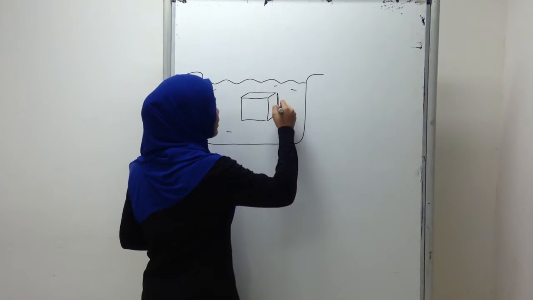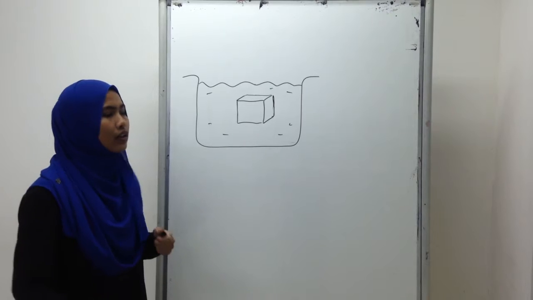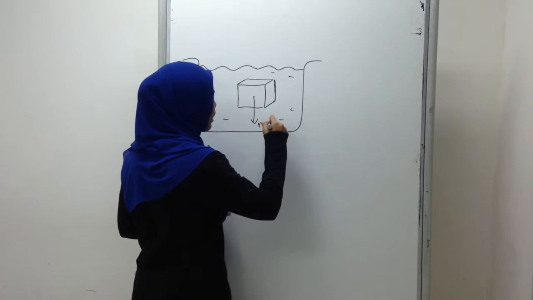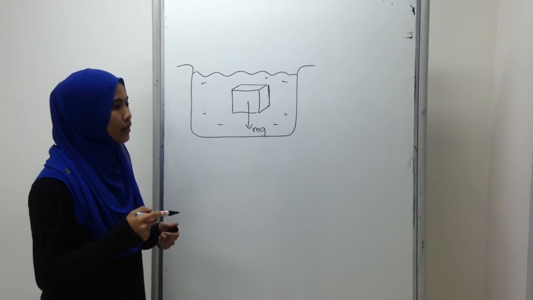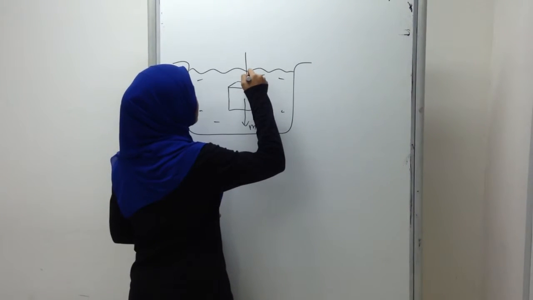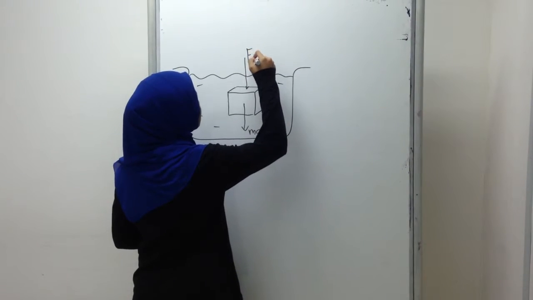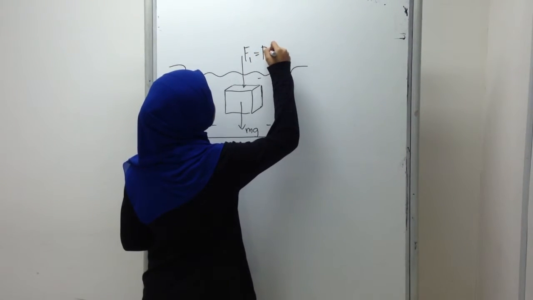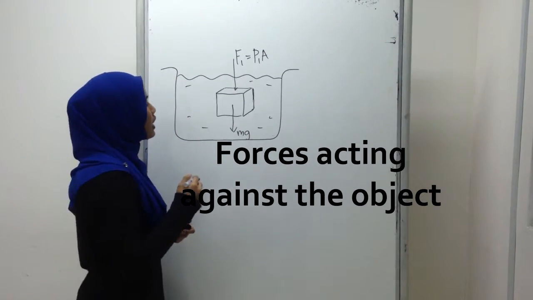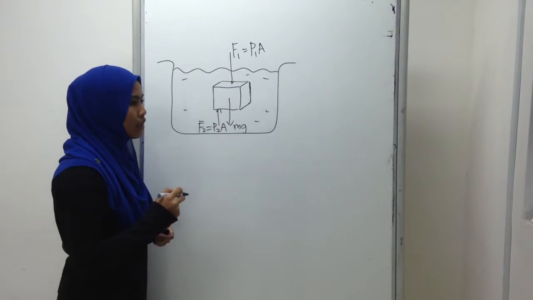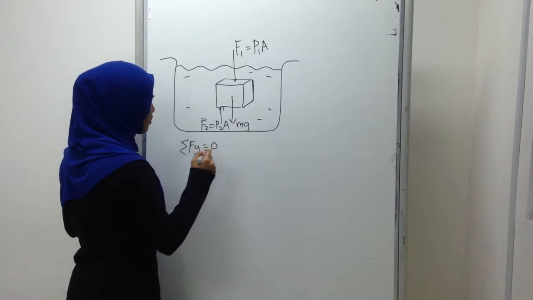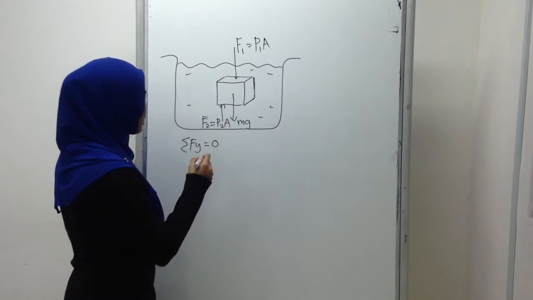For the y direction, as we all know, the object has its own mass, which acts downward on the object, mg. The object also has a force acting up on the object, which is force equal to pressure multiplied by area. And also, the object has a force acting on the bottom of the object, so we can summarize it as the sum of Fy equal to 0. We just add up these terms.